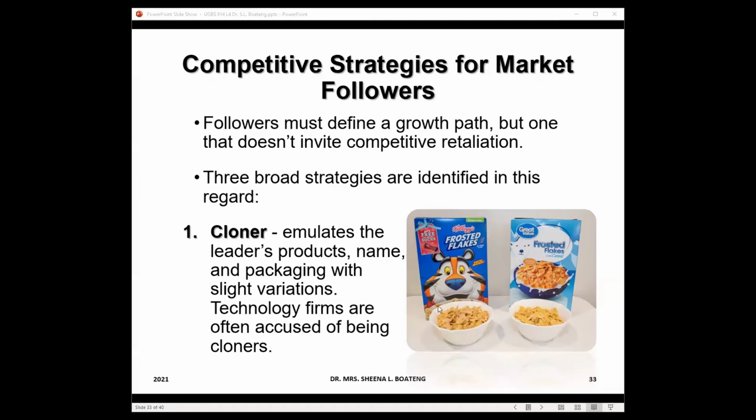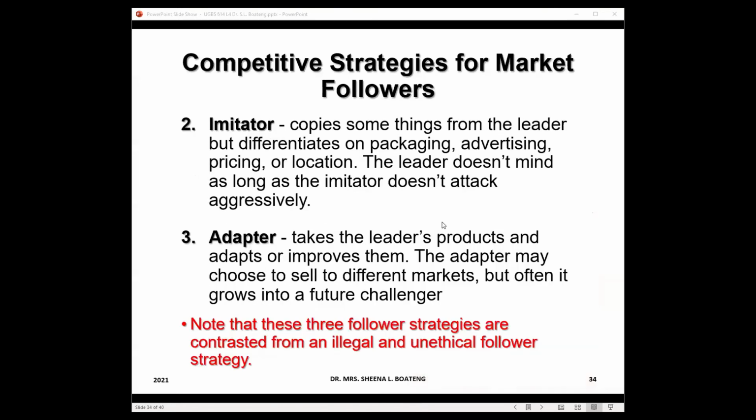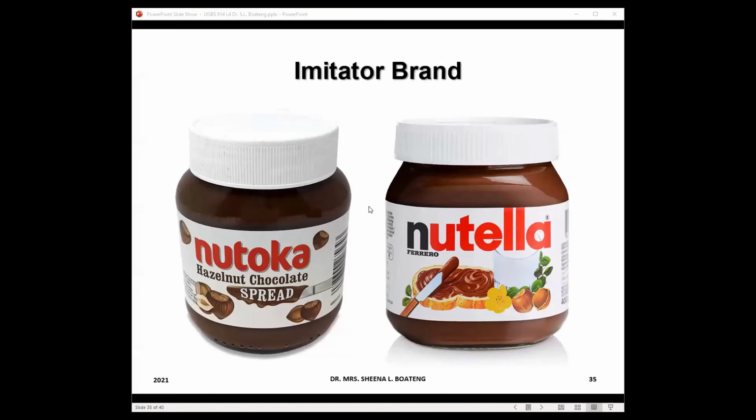Now, aside from being a cloner, another competitive strategy a market follower can adopt is to be an imitator. This is where they copy some things from the leader, but they differentiate on packaging, advertising, pricing, or location. And here the leader doesn't mind as long as the imitator doesn't attack aggressively, right? So let's look at a typical example of a product that has been imitated by a market follower.